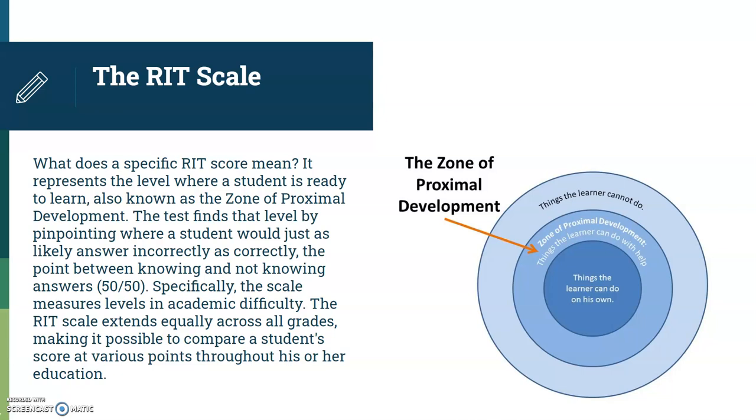So if you're thinking about that zone of proximal development, and if you're like me, it's been a long time since you've been in your bachelor's program, but that is something that we learned. The zone of proximal development is, if you look over at the graphic on the right, the sweet spot for students. It's not the things that they cannot do at all or the things that they can do independently, but it's the things that the learner can do with help. So it's measuring right where that student is, where they are ready to learn.